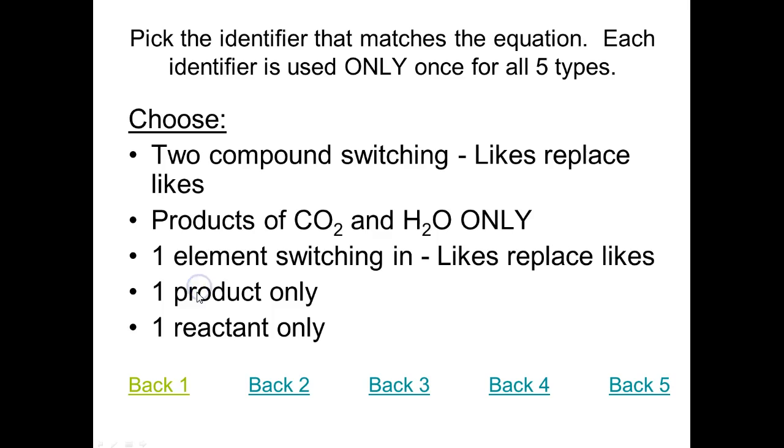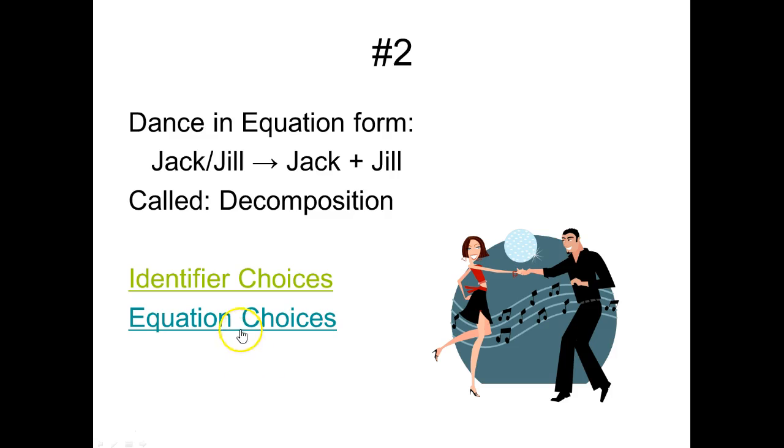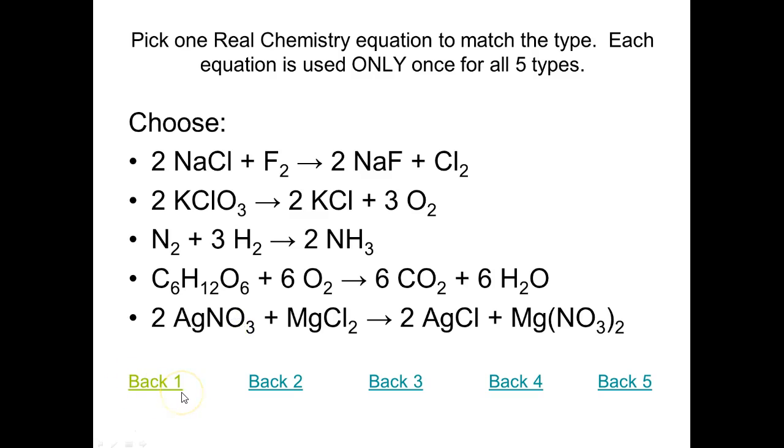So let's look at the identifiers. Of these identifiers, now remember we've already used the one product only. Of the remaining ones, decomposition is one reactant only. Okay, and so let's go back and look at the equation choices and identify which of these remaining 4 would be a decomposition. And the decomposition is the number 2 equation here. So 2KClO3 yields 2KCl plus 3O2.